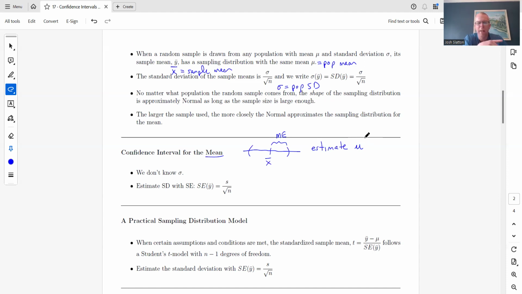Now, the problem is we don't know sigma. So kind of like when we were doing this with the proportions and we didn't know what p is, we couldn't find the standard deviation of p hat, because that is the square root of pq over n. We had to estimate it using p hat. Same thing here. We're going to estimate standard deviation with standard error. Standard error of y bar is s over square root n, and s is just representing the sample standard deviation.